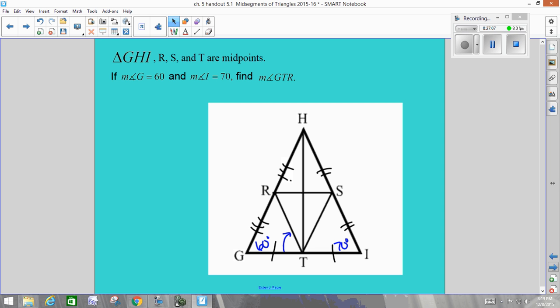But the rule says that if the lines are parallel, then corresponding angles are congruent. Why? It's a midsegment. RT is a midsegment, and the theorem on the front says that a midsegment's parallel to the third side. So yes, RT is parallel to HI. If I use this bottom segment as my transversal, then 70 corresponds with GTR. So yeah, they'd have to be congruent. So GTR is 70 degrees. Good job. Ooh, green on green. Nice.